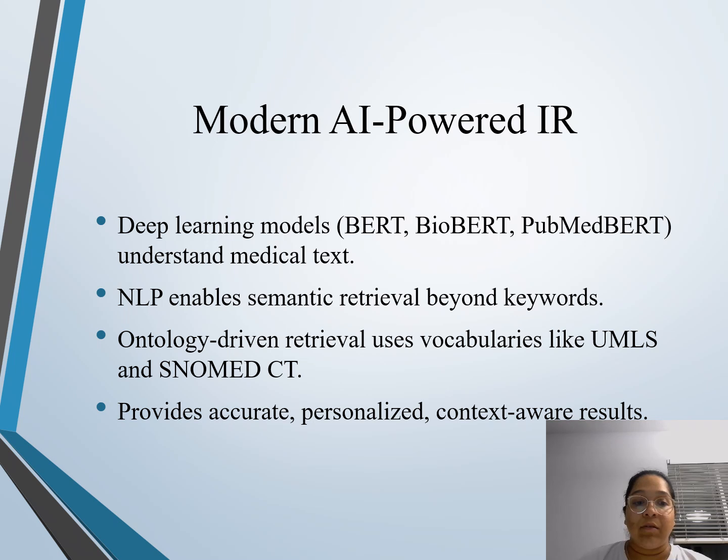Another trend is ontology-based retrieval, where systems use medical vocabularies like UMLS or SNOMED-CT to standardize terms, ensuring that searches like hypertension and high blood pressure return the same results.